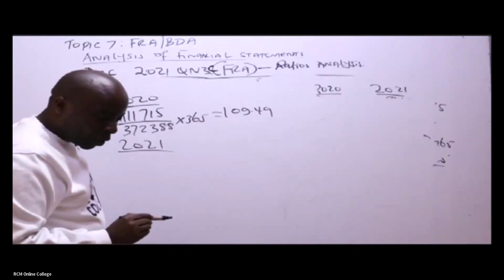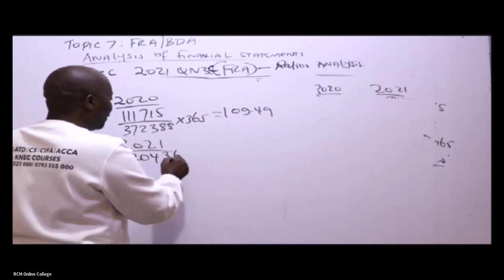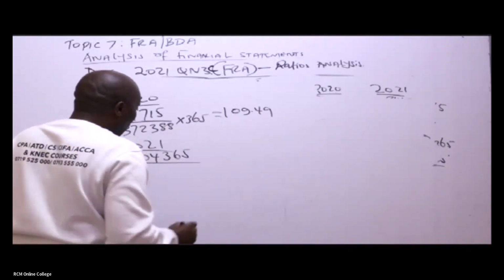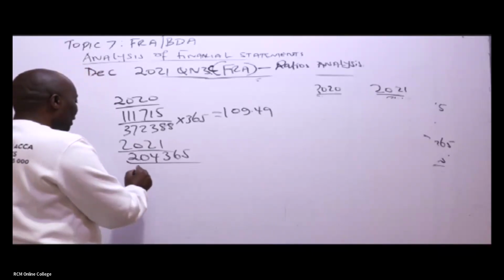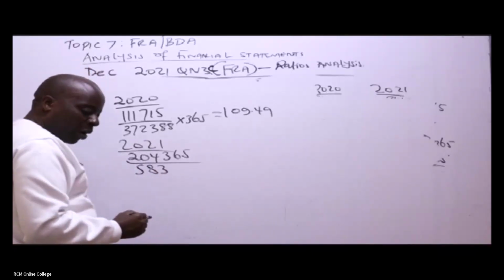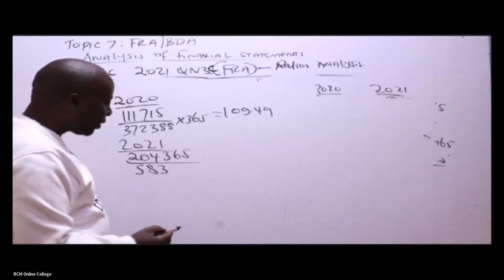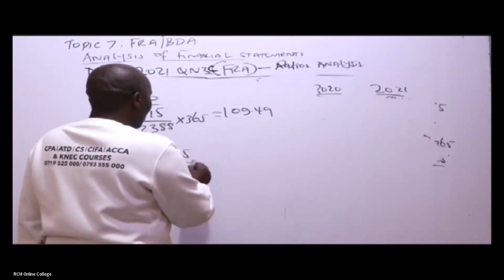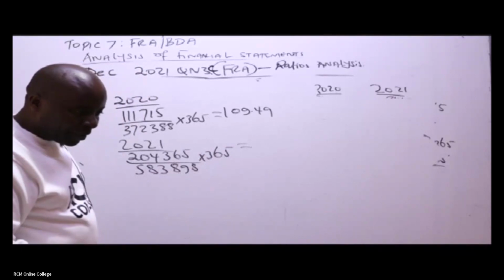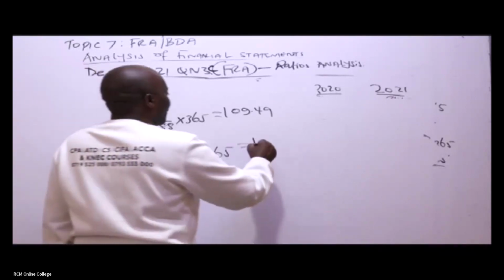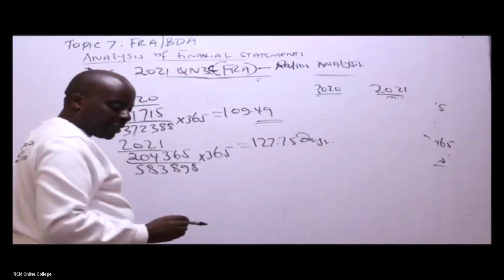2021, what do we have there? We have payables of 204,365. Divide this by the cost of sales of 2021, 583,898. Actually, in the next session I will be looking at the interpretation bit of it. For now, let's just understand the computations. 898 times 365. This is what they did to get the 127.75 days.